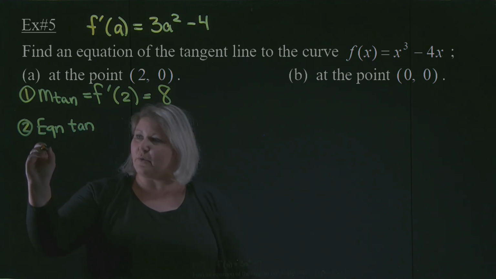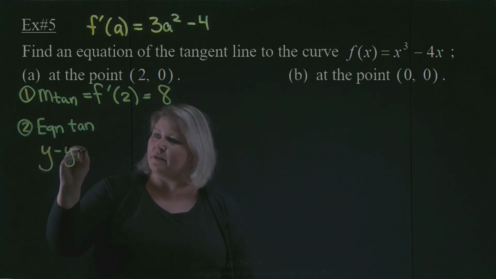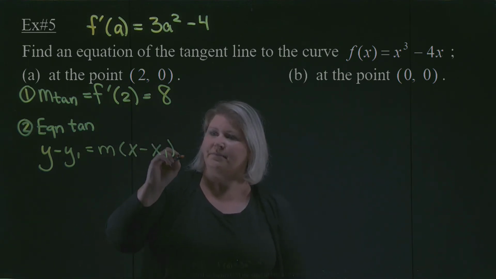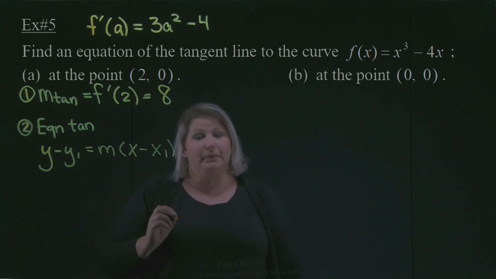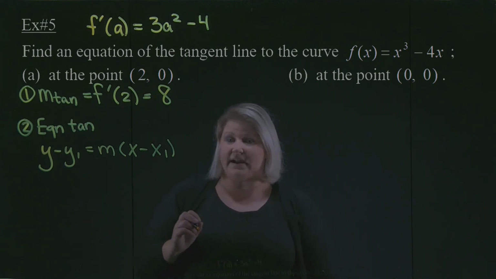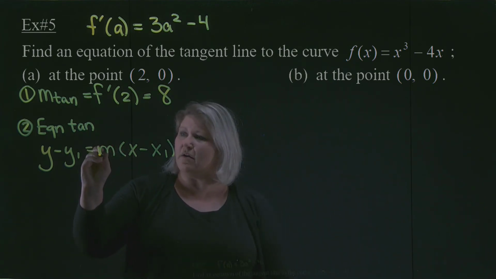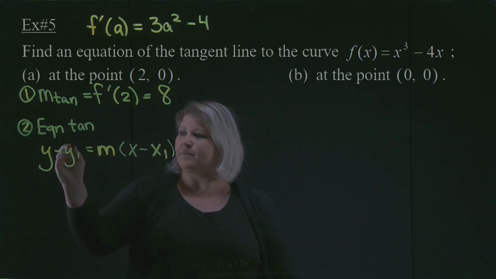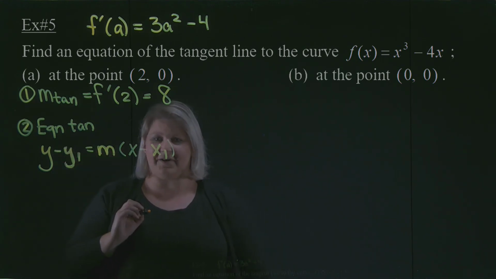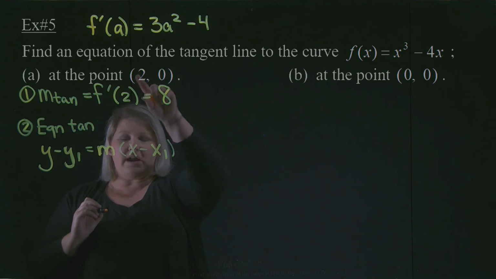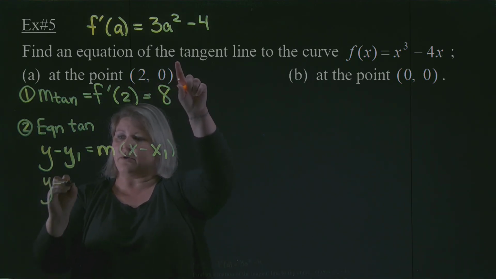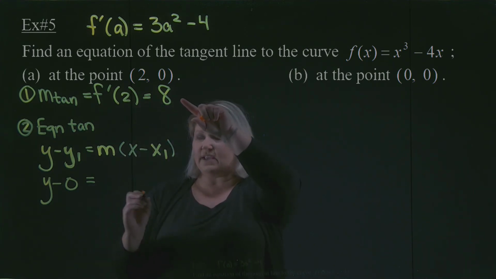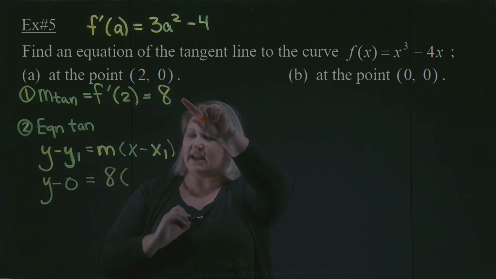Now I'm going to find the equation of the tangent line. Remember how to find the equation of a line. I'm going to plug in my point and my slope. So my slope goes right here. My point goes right here. My point is (2, 0). So my y coordinate is 0, so I'm going to have y minus 0. My slope is 8, so my slope here is going to be 8.